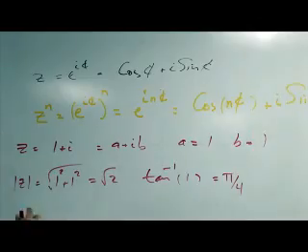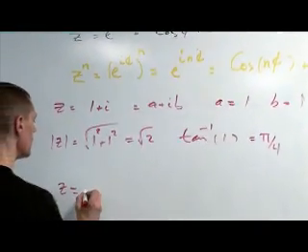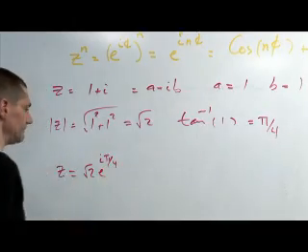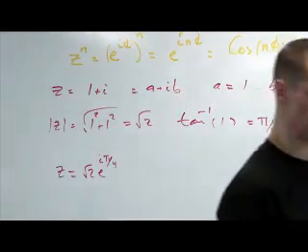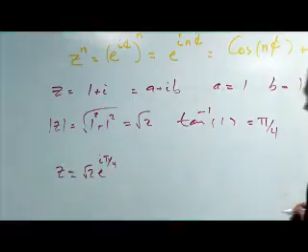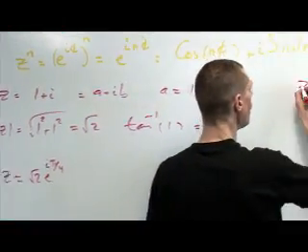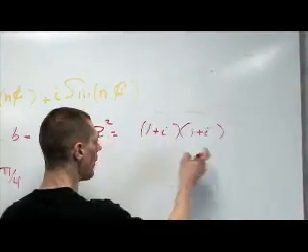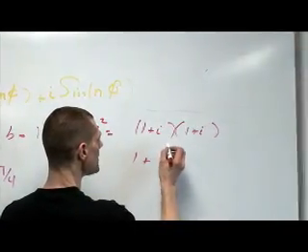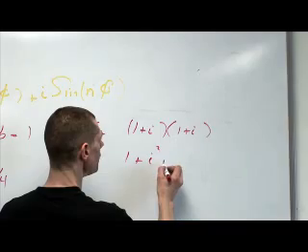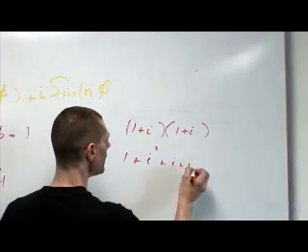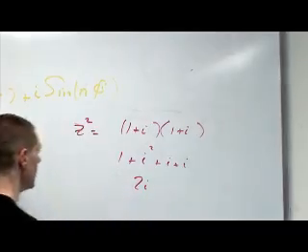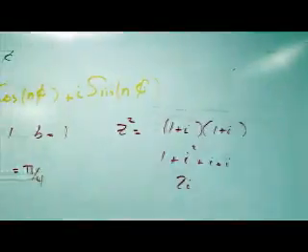Okay, so I can write this. z is equal to r, which is the square root of 2, e to the i pi over 4. Let's just see what z squared is. So z squared, the old-fashioned way, would be 1 plus i times 1 plus i. Foiling this out, this is 1 plus i plus i plus i squared. i squared is negative 1, so this is 2i, right? Let's see if that comes true here.